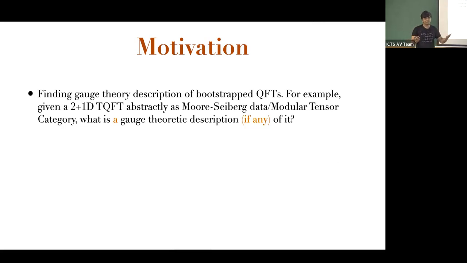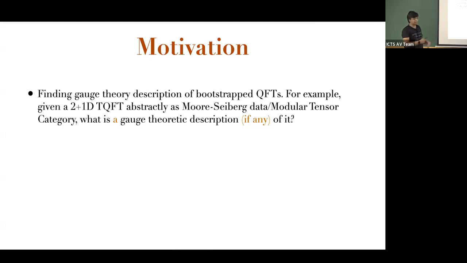Given that data, the question is: is there a gauge theory description of that bootstrapped QFT? If there is, what are the different types of gauge theory description? Because the gauge theory description is not unique. So given a bootstrap data, for example, for a 2+1 dimensional QFT, we could call it the Moore-Seiberg data or the modular tensor category.